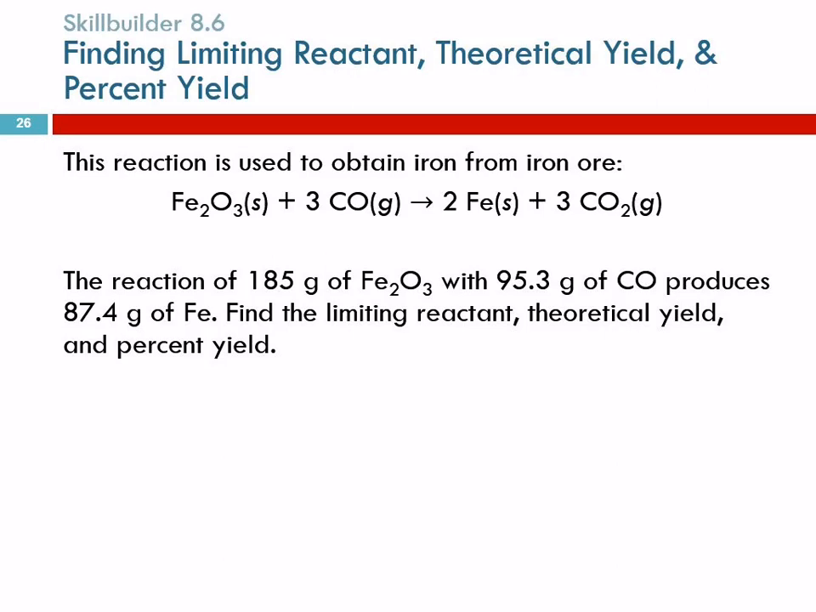Well, again, let's use the balanced chemical equation to organize the information. So I have 185 grams of that, and I have 95.3 grams of this, and it says I've got 87.4 grams of iron. And now what? I have to figure out, well, what is it asking me? It wants the limiting reactant, okay, that'll come later, the theoretical yield. But they gave me this.